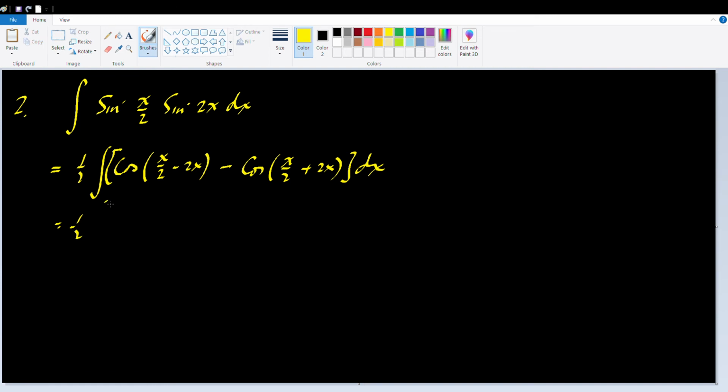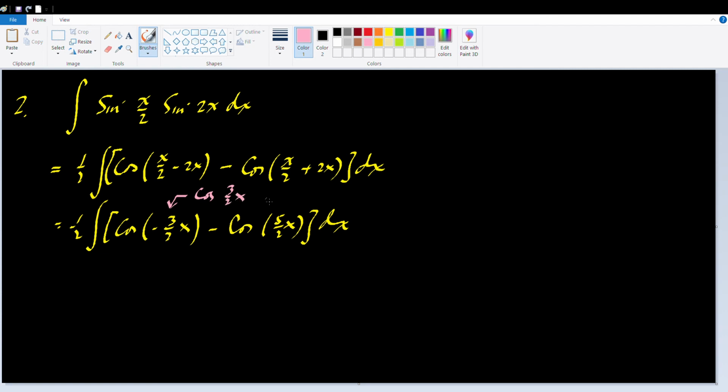1/2 the integral of 1/2 minus 2, that is equivalent to negative 3/2 x, minus cosine of 1/2 plus 2, which is 5/2 x, quantity dx. Now cosine of negative 3/2 x is the same as cosine of positive 3/2 x. We know that the cosine of negative theta is equal to cosine of positive theta.